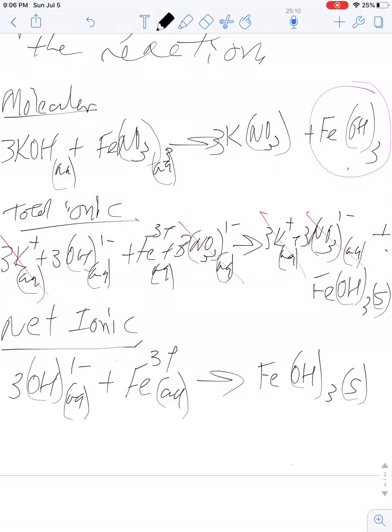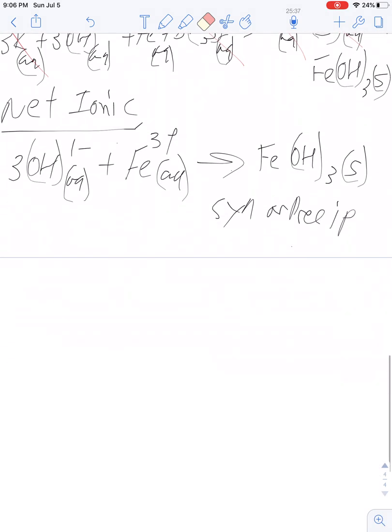So what we really have is a synthesis reaction or a precipitation reaction, not a double displacement like we thought up at the top. The molecular equation is helpful in that it helps predict the products, but it doesn't really give you an accurate picture of what truly is happening. What's really happening is a synthesis or a precipitation reaction.